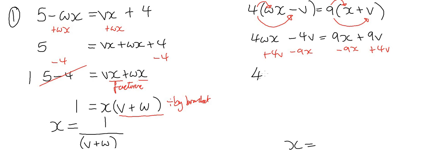So I've still got my 4wx. I've subtracted 9x and I've added 4v, so they have cancelled out. That's gone now. 9x has been subtracted. I've still got 9v, and now I've added another 4v. Now all of my x are on this side. Again, I've got 9v plus 4v, and I can simplify that. I can just make that 13v. So now, like before, I can see that x is multiplying both of these terms. So I'm going to factorize.